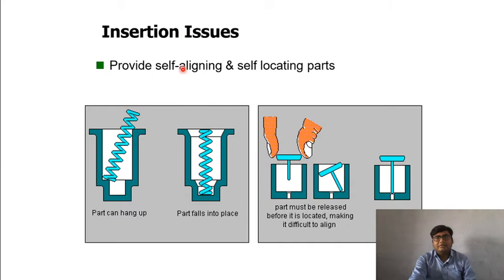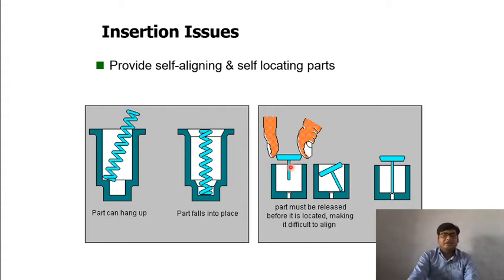Then we try to address the insertion issue by providing self-alignment and self-location. How can we do that? Instead of doing this, where parts can hang up at the corner, we give a chamfer here, so that the spring will align into its place by itself. So this is what we can do.